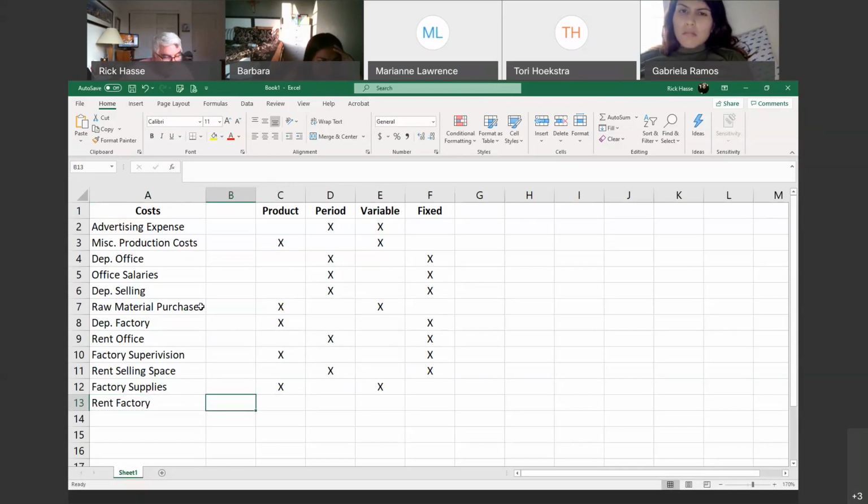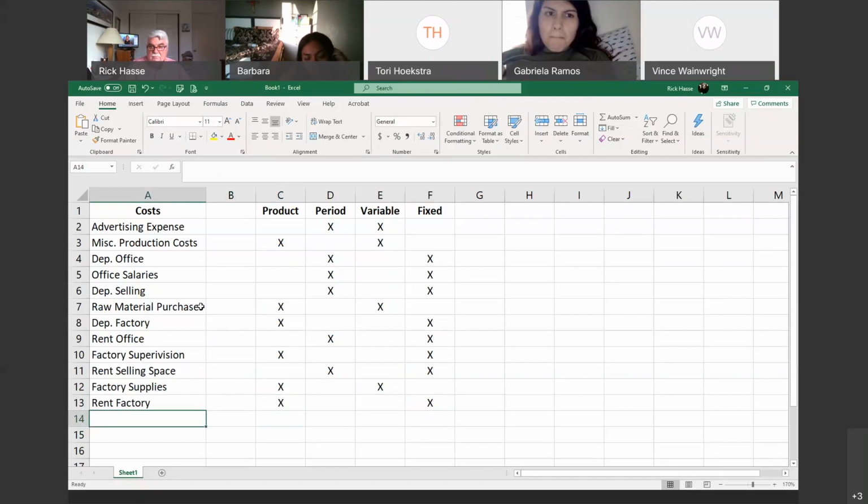All right. So, Gabriella, we're going to do the rent on the factory building. Yes. So rent is always fixed. And then I got product cost. Very good, because it has to do with the factory where the product is being made. Very good. How about factory utilities? Who has that one? That's me, Professor. For factory utilities, I have product and fixed.